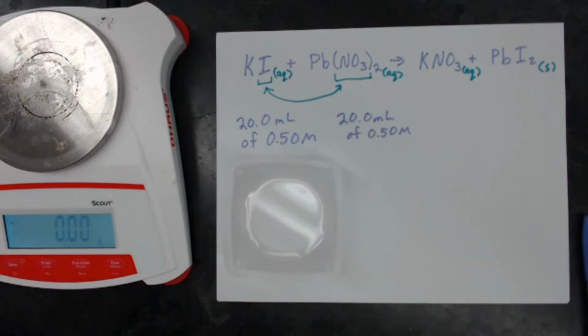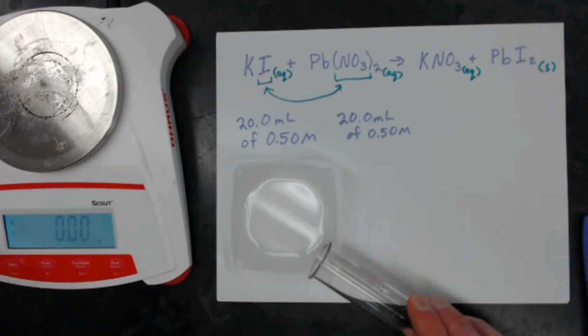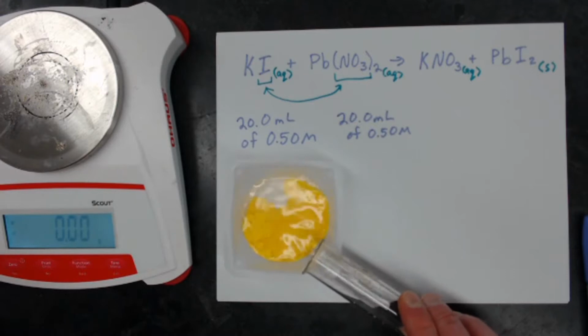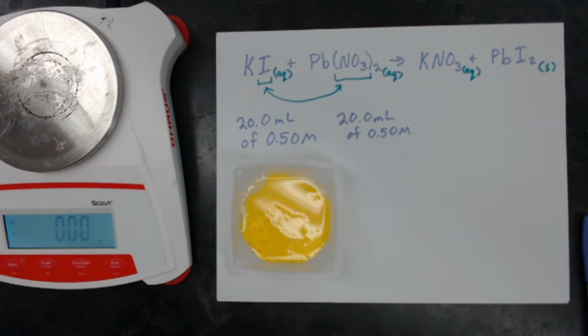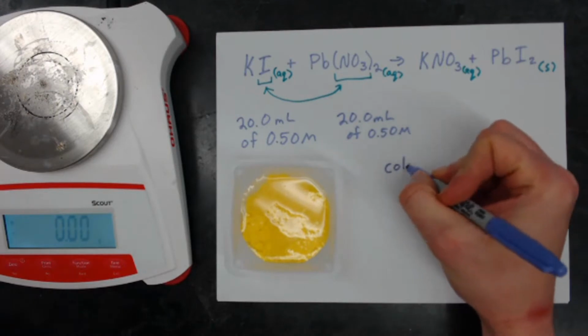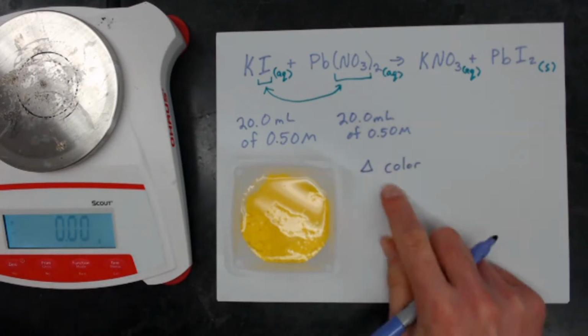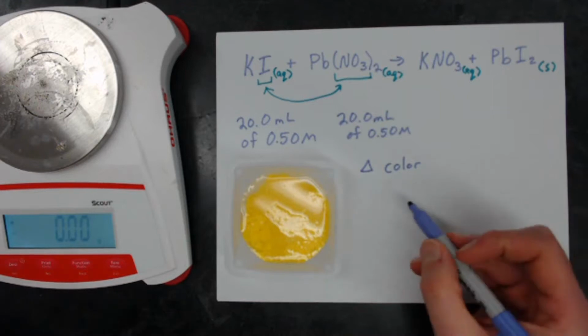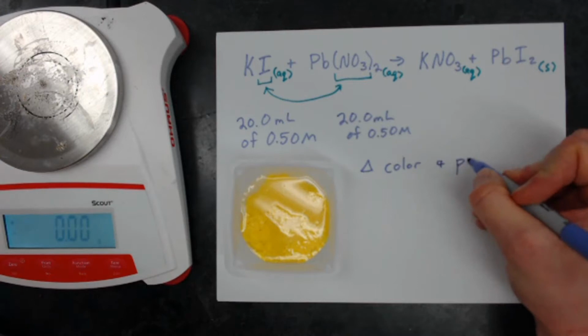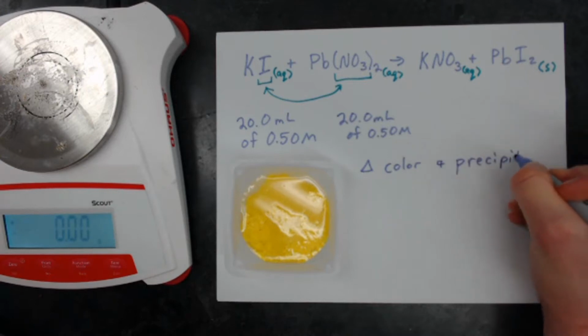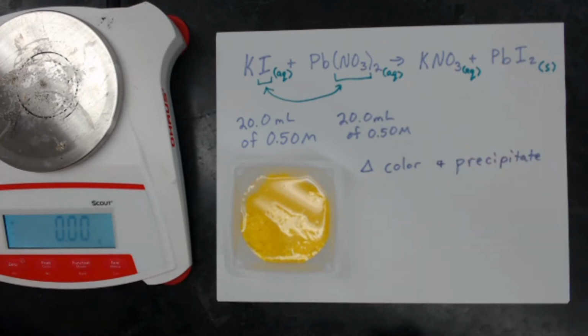Well, that wasn't too exciting. Let's try the lead 2 nitrate and see what happens there. Huh, that was more exciting. Well, it's going to be harder for you to see, but just in case you can't see, as soon as those two things came in contact with each other, we got a complete color change. And if you remember, a change in color, yeah, I spelled color right, that's one of the many signs of a chemical reaction. And we also got a precipitate formed, which is another big deal.